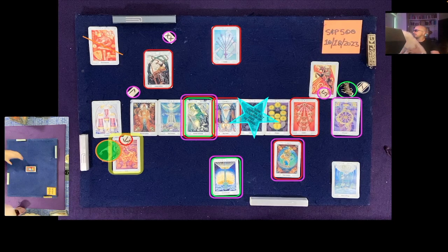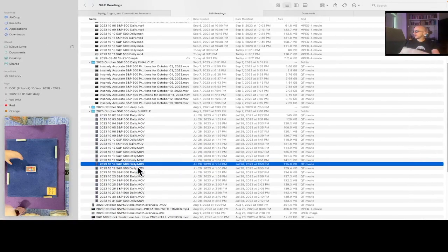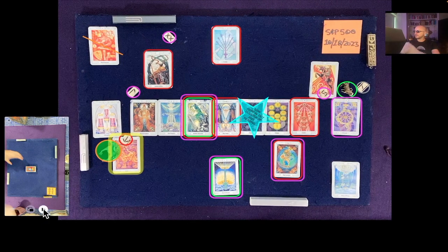This is the S&P 500 one-day reading for October 18th, 2023. It's currently September 10th, 2023, 3:21 p.m. Eastern Time. The shuffle file that we're about to play was created on July 28th, 2023 at 1:53 p.m. Eastern Time. That's this video right here.